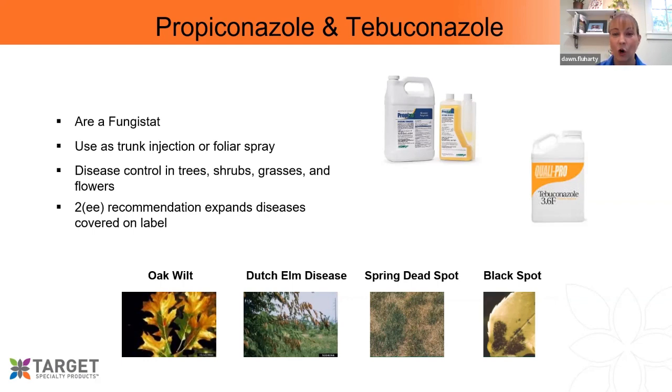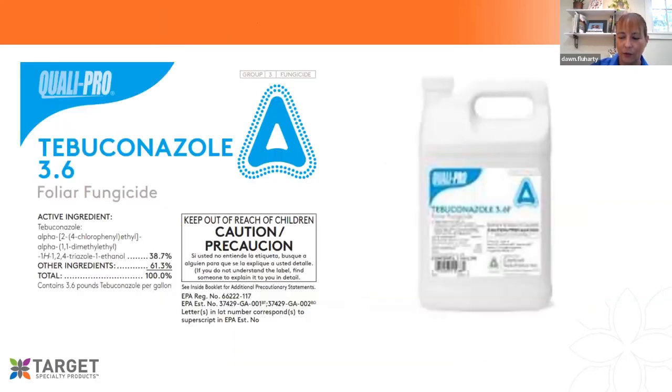So with that being said, always look for 2EE labels, because as opposed to putting out a brand new label, they just keep doing additions to the label, and they call them 2EE expansion labels. So for somebody that you treat for, just look for that to make sure you are in compliance when doing applications. So that's just a little FYI.